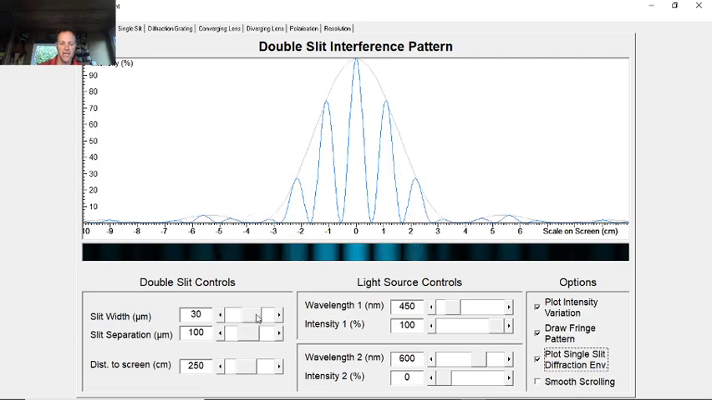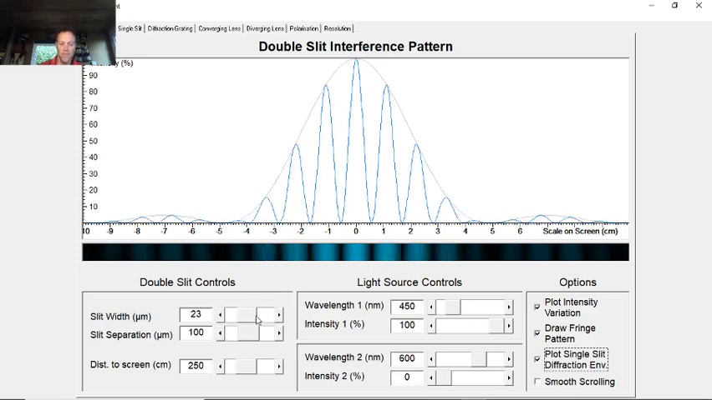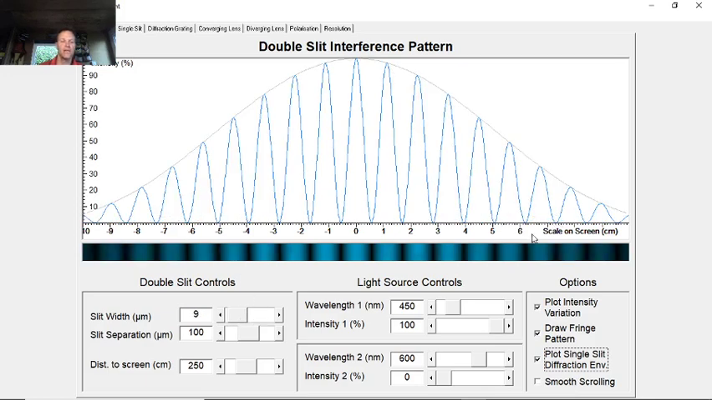If I then take it back again to about midway, you can see it changing as I'm making the single slit width bigger and bigger and bigger and bigger. So if I go over here, you can practically see the whole lot now. So you make the slit width very, very small.